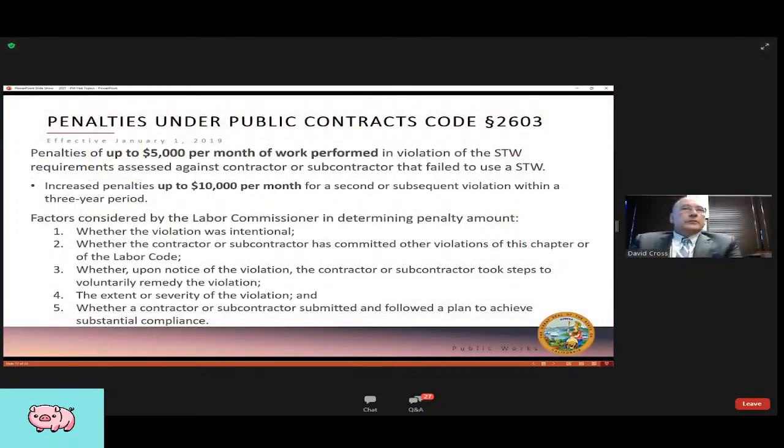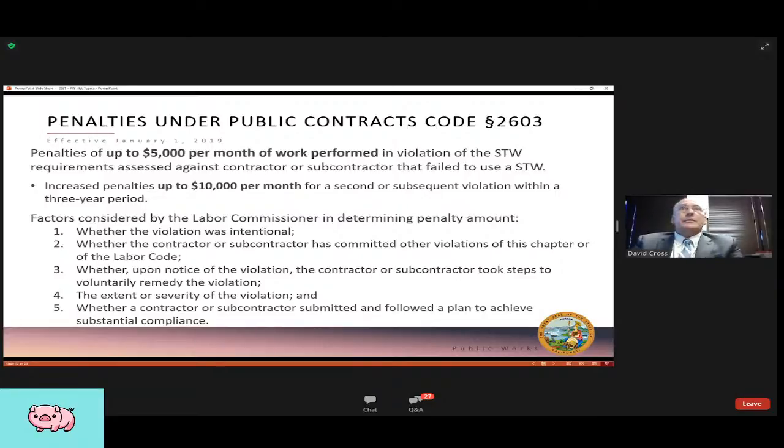So for a skilled and trained workforce violation, penalties are up to $5,000 per month of work performed in violation of skilled and trained workforce requirements. That can go up to $10,000 per month for a second or subsequent violation within a 3-year period. Now, again, these penalties are up to $5,000 per month. The Labor Commissioner uses discretion. What are the factors that the Labor Commissioner looks at?